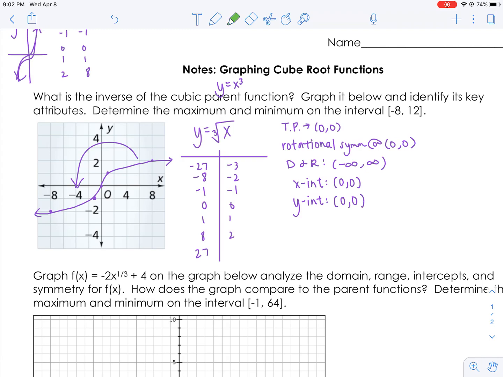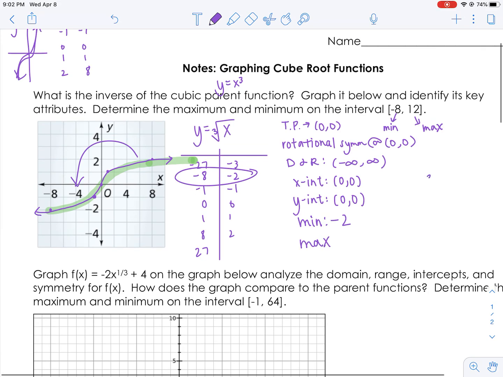Now I just need to figure out my maximum and minimum from -8 to 12. So -8 starts here, and 12 would go off my graph over there. So if I plug in -8, that's going to give me my minimum, and if I plug in 12, that's going to give me my maximum. Well, if I plug in -8, I know I'm already going to get -2, so that was my minimum. To get my maximum, I'm just going to plug in 12.